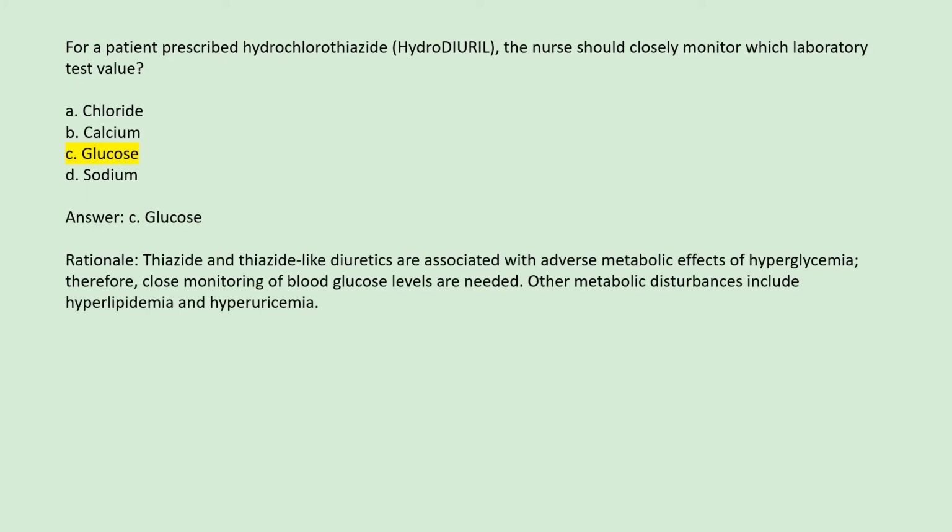Answer: C. Glucose. Rationale: Thiazide and thiazide-like diuretics are associated with adverse metabolic effects of hyperglycemia. Therefore, close monitoring of blood glucose levels is needed. Other metabolic disturbances include hyperlipidemia and hyperuricemia.